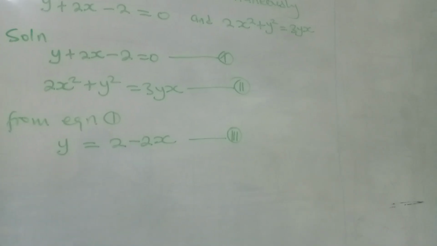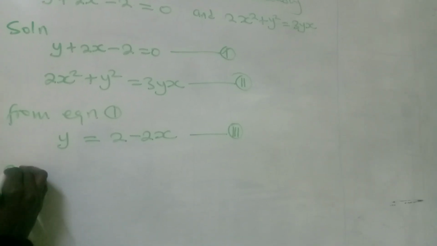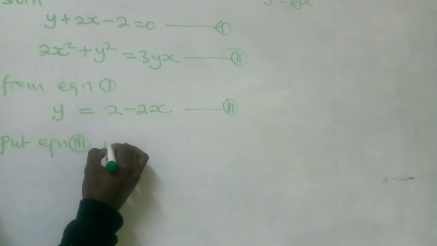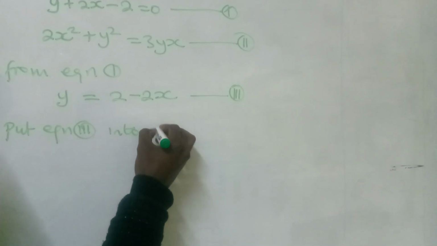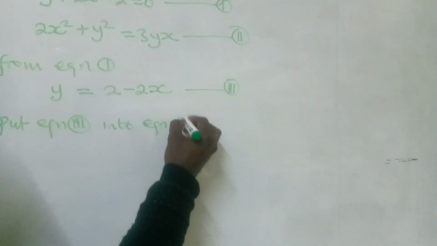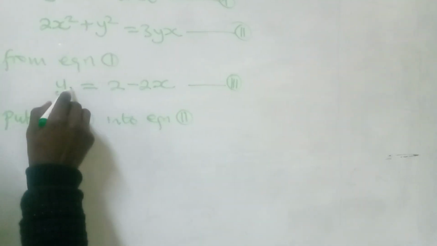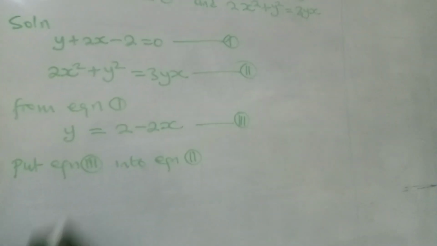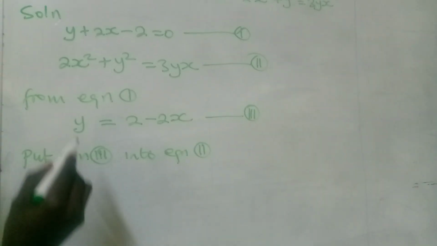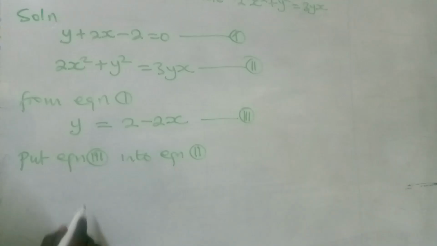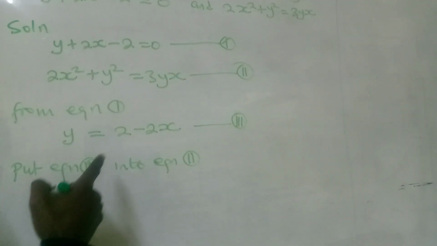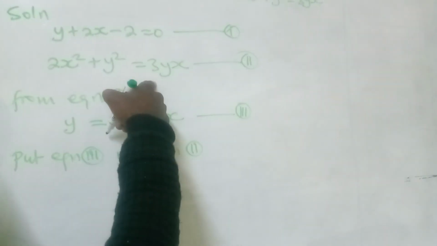So equation 3 we can put into equation 2. Some of the students, after getting equation 3, put it back into equation 1, and you won't get anything. If you use equation 1 at first, then whatever you get as equation 3, substitute it in equation 2. So now we are putting equation 3 into equation 2.